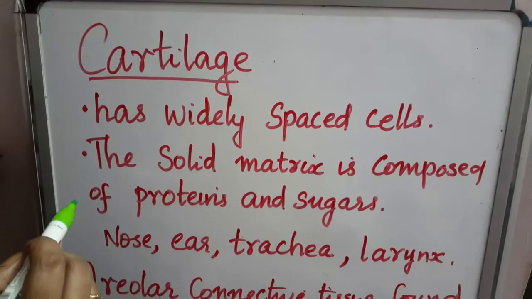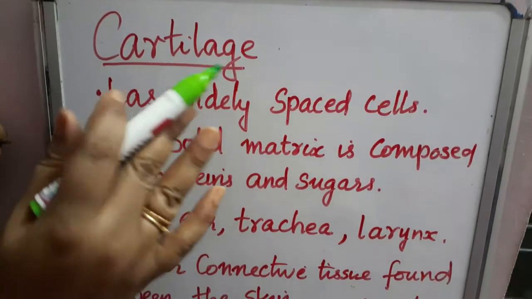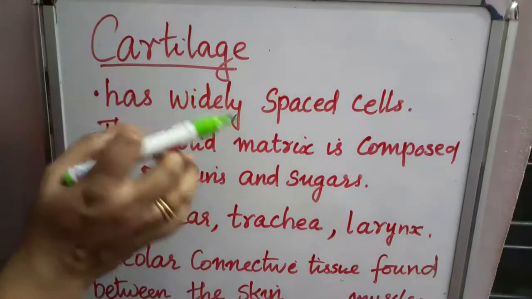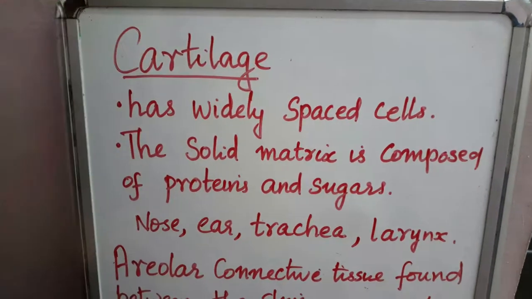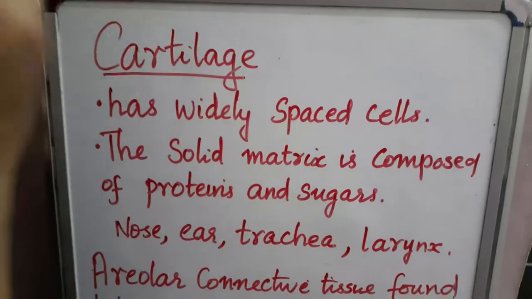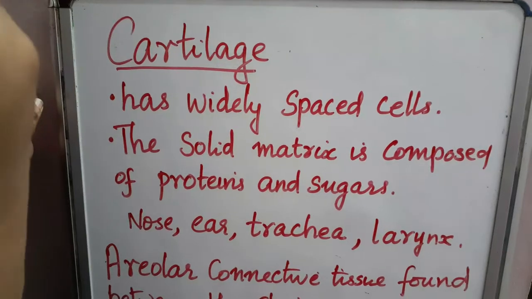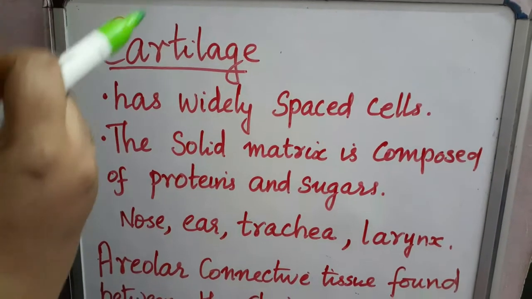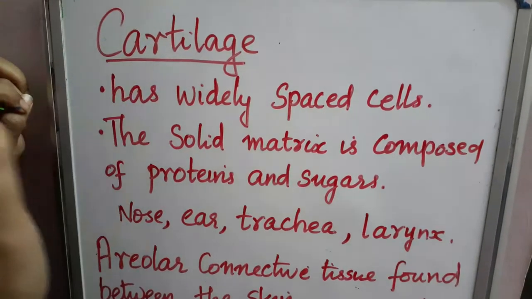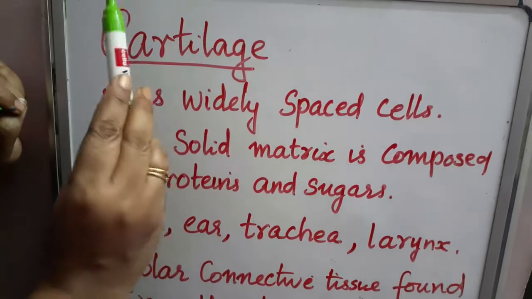Another type of connective tissue is cartilage. You can see in the bone what is the difference between cartilage and bone. You know where we can see this cartilage in our body. Just touch your nose and your ears. You can move them flexibly, right? Just try to move it. So that is made up of cartilage. Okay, that type of connective tissue is known as the cartilage.